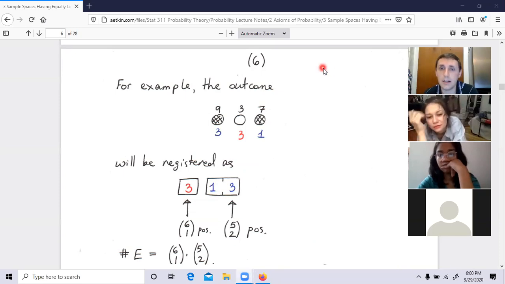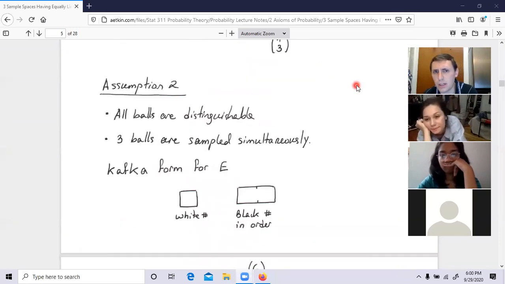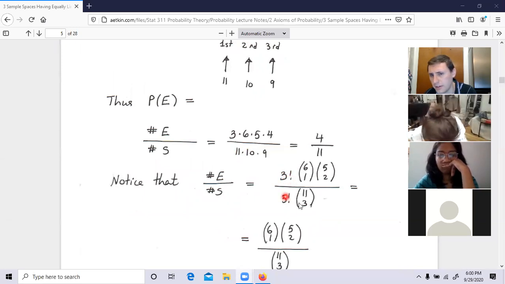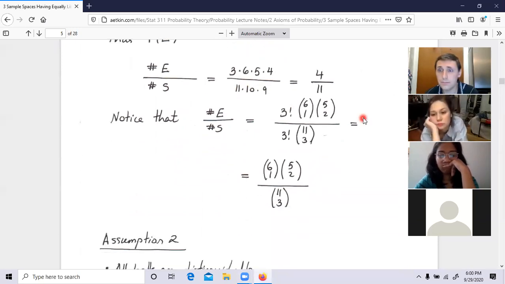At least, of course, it depends on how you carried it out. I could have done it this way. Maybe that's simple, right? But I specifically wrote 3 factorial over 3 factorial here, right? So there were 3 factorials that ended up not being important at all. Good.